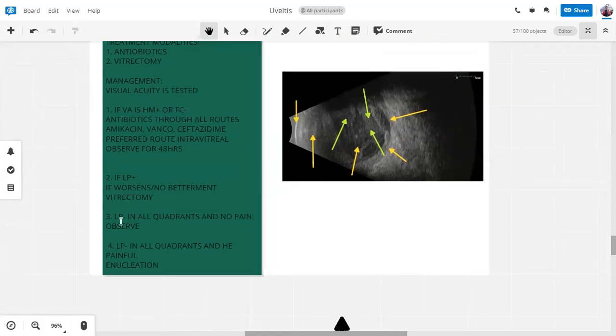And other than that, if light perception is negative in all quadrants and no pain, then we will only observe. And if light perception is negative or it is painful, then we will go towards enucleation.